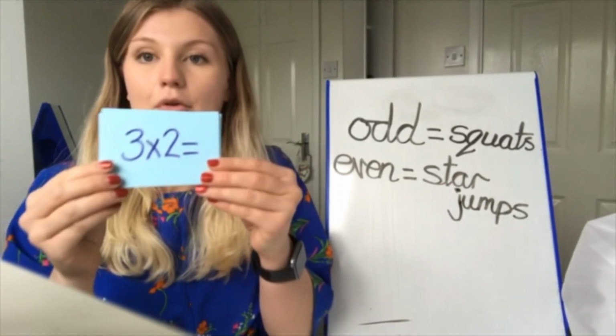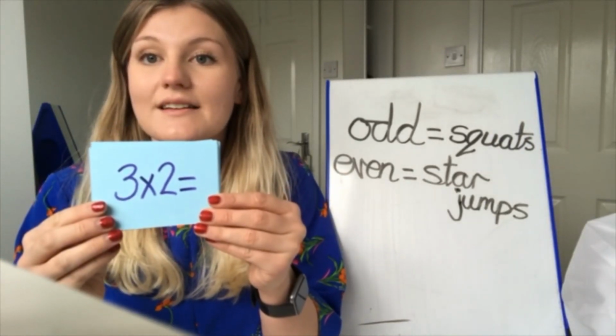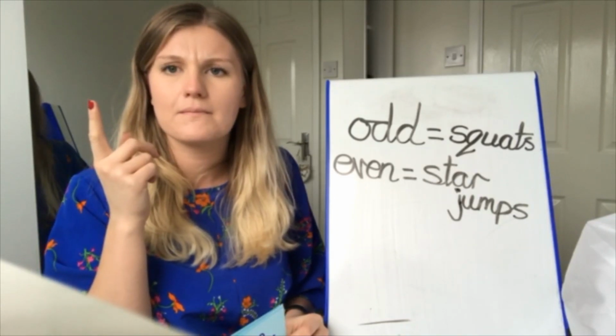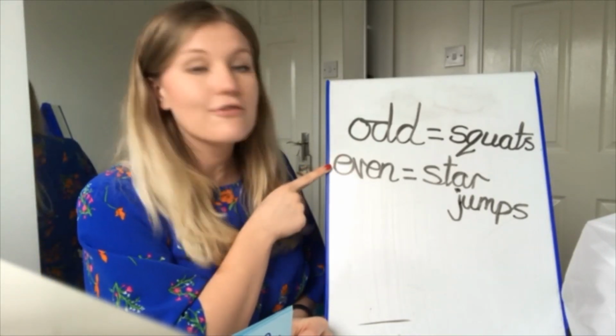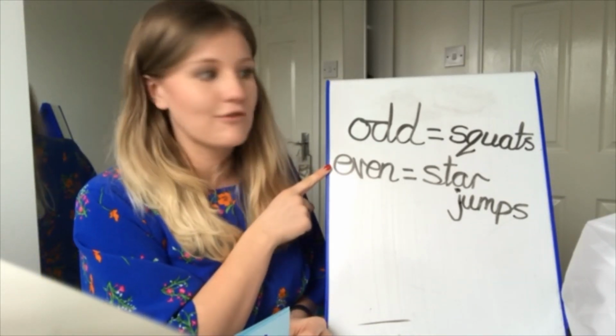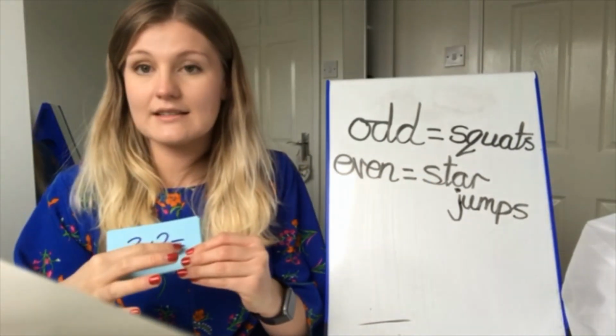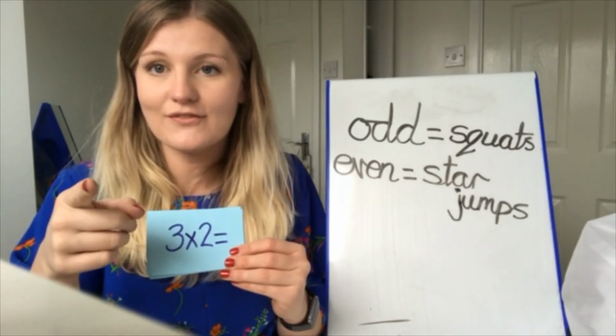So for example, 3 times 2 is 6. Well done. So is 6 odd or is it even? It's even. So if the answer is even, you'll need to do that amount of star jumps, which means you'll need to do 6 star jumps. Off you go.